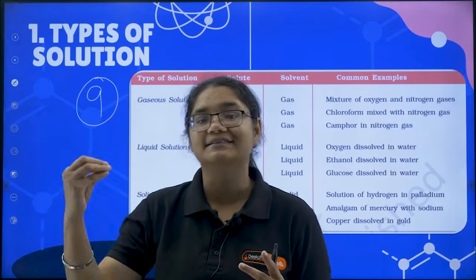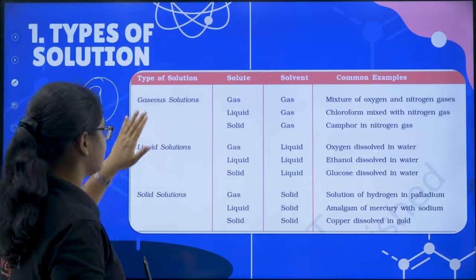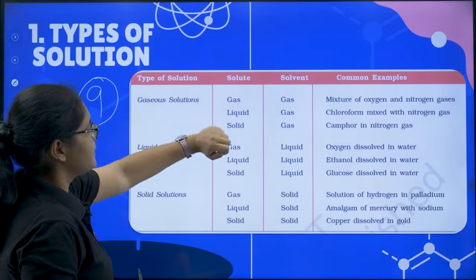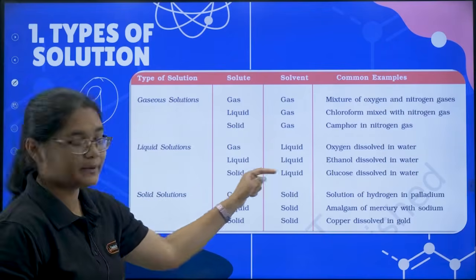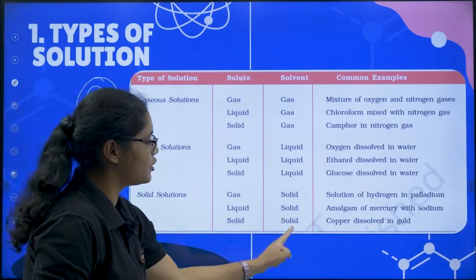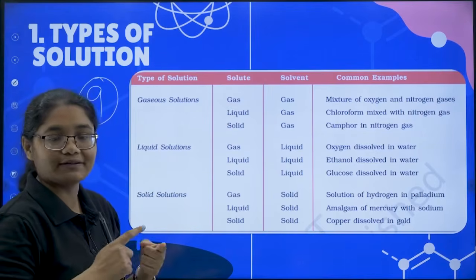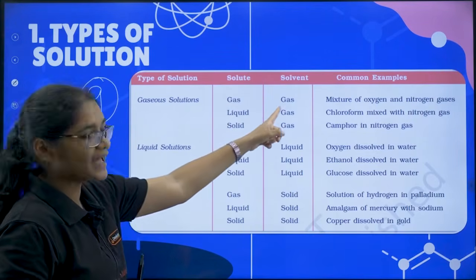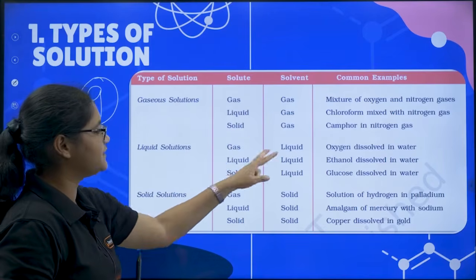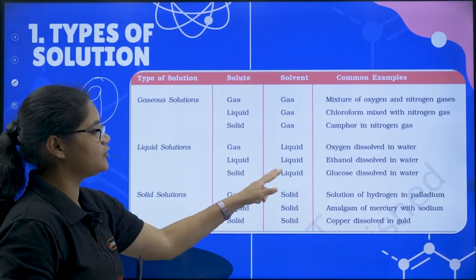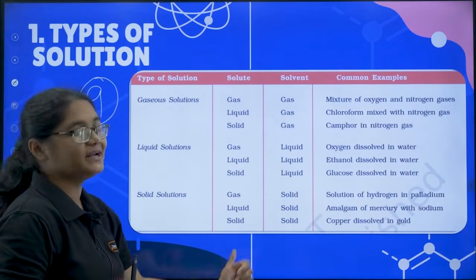If the solvent is gas, we call it a gaseous solution. So you can see here: gaseous solution, the solvent is gas; liquid solution, solvent is liquid; solid solution, solvent is solid. And what are the solutes here? You have to take alternatively each phase: gas in gas, liquid in gas, solid in gas. Then you have gas in liquid, liquid in liquid, solid in liquid. Then you have gas in solid, liquid in solid, solid in solid.